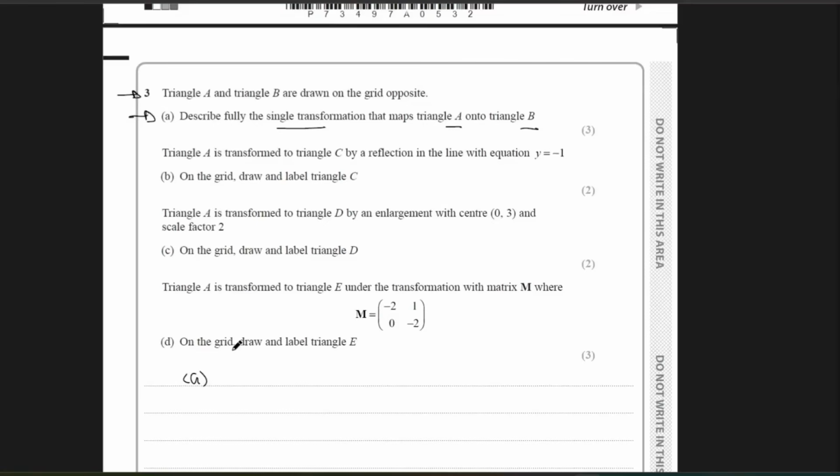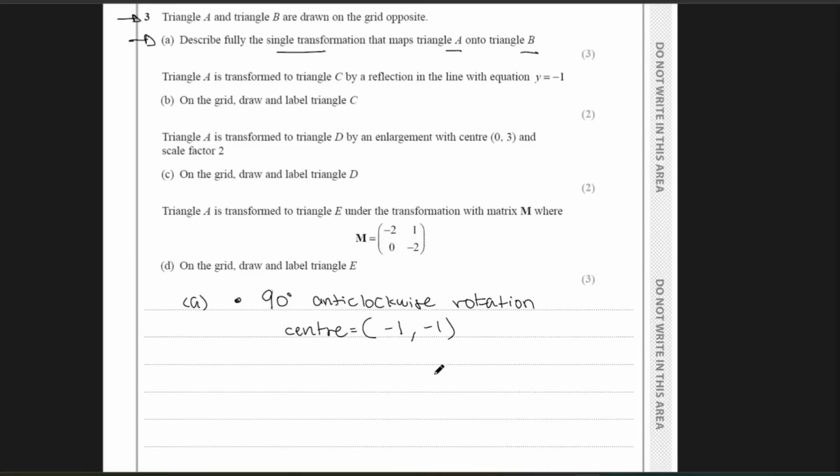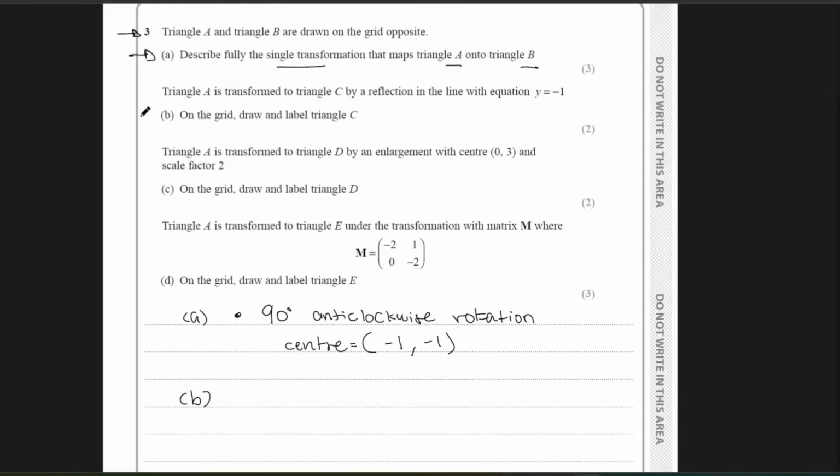So the answer for A would be a 90 degrees anti-clockwise rotation, with the center of rotation being -1, -1. That is the answer for A. Let's look at question B. Triangle A is transformed to triangle C by a reflection in the line with y equals -1. On the grid, draw and label triangle C.